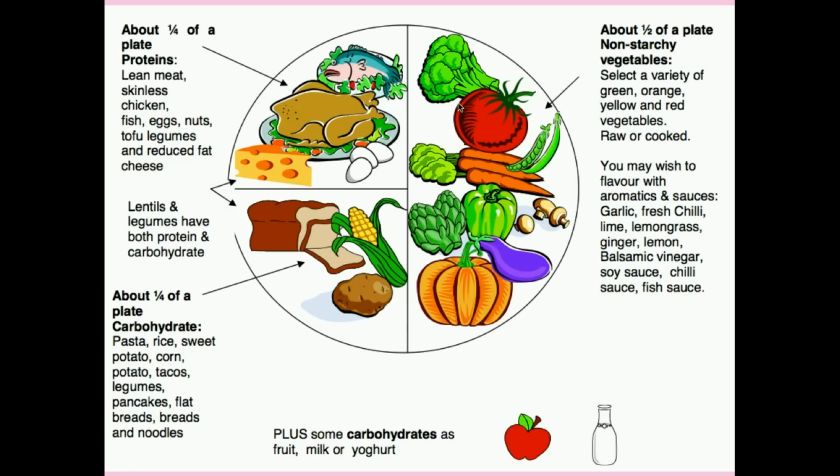So this is what I like to show patients how they should be forming their plate. Half their plate should be vegetables and fruits, non-starchy vegetables, so not potatoes here. We're talking carrots and tomatoes and peppers and stuff like that. A quarter of the plate should be lean proteins, chicken, fish. And then a quarter of the plate should be carbohydrates. So that can be pasta and corn and potatoes and what have you.